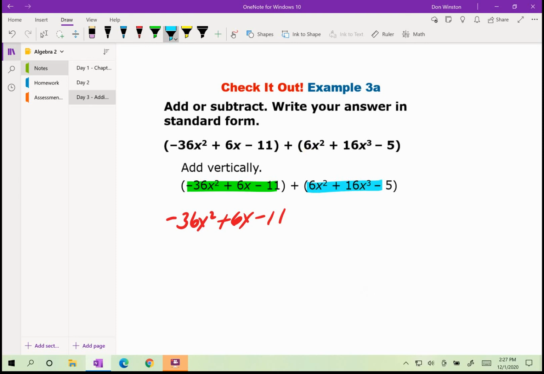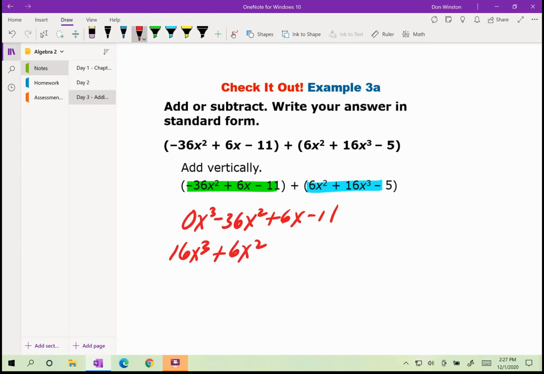Oops, I guess I didn't have an x cubed, did I? So I better make room for an x cubed. So here, let me move that over, because I see I have an x cubed here, but I don't have an x cubed in the other one. So I better make room for that. So 0x cubed minus 36x squared plus 6x minus 11. And then for the other one, I see I have a 16x cubed plus 6x squared. And I don't have an x there, so 0x, and then minus 5.